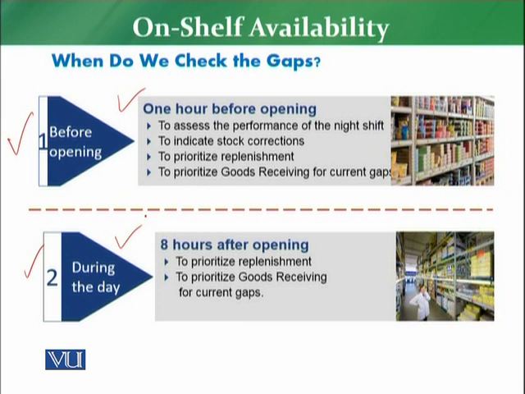If you do this gap check properly, of course, this will help you to make stock corrections, to prioritize the replenishment, to prioritize the goods receiving, to ensure that performance can be improved, to ensure that product availability can be ensured, and then ultimately the revenue of the business. So twice a day, you have to ensure this gap check. First, before the opening of the store, and second, during the day. Normally, once there is a change in the shift, for example after 8 hours, you have to do that, because at the same time you can address the issue, and if you are able to address it, you will get more sales, more business for your retail store.